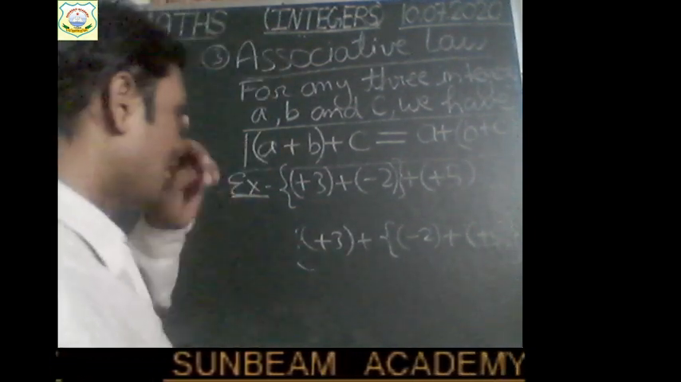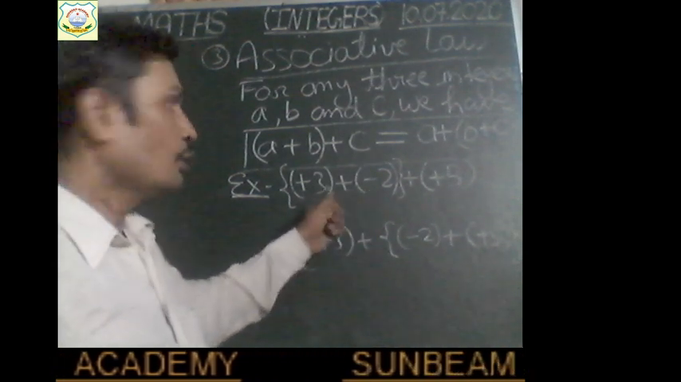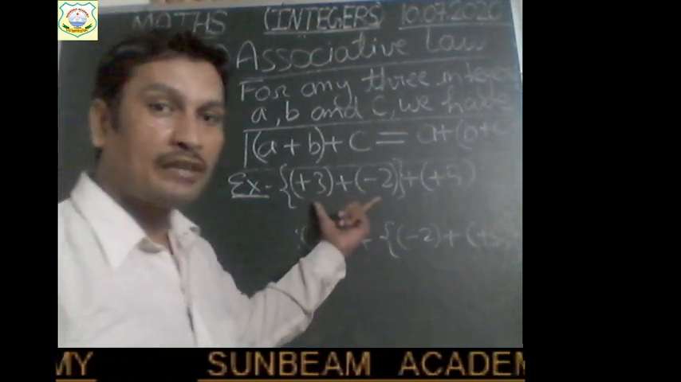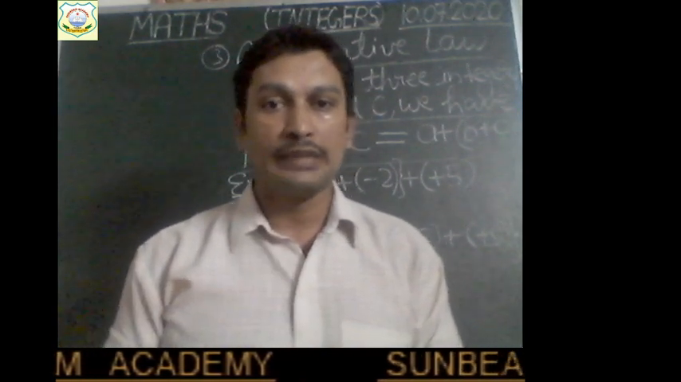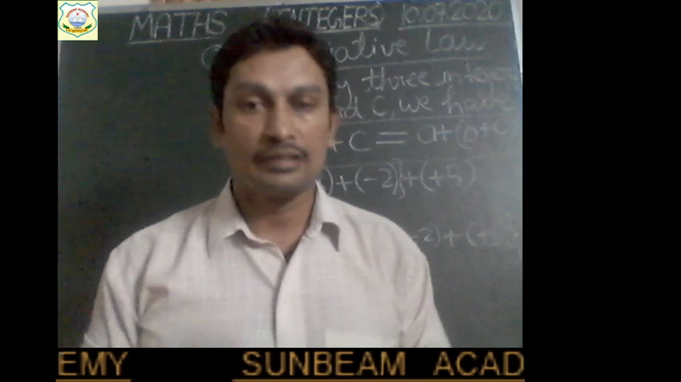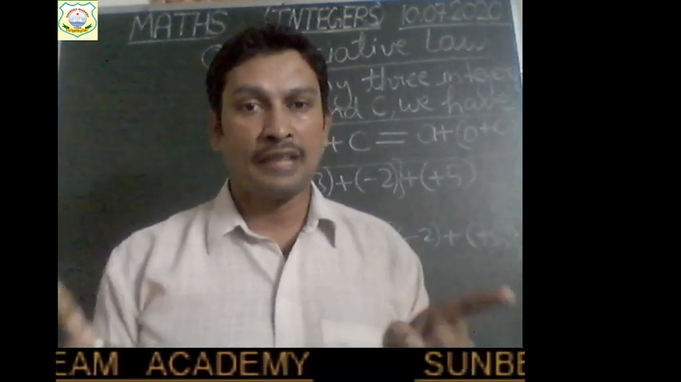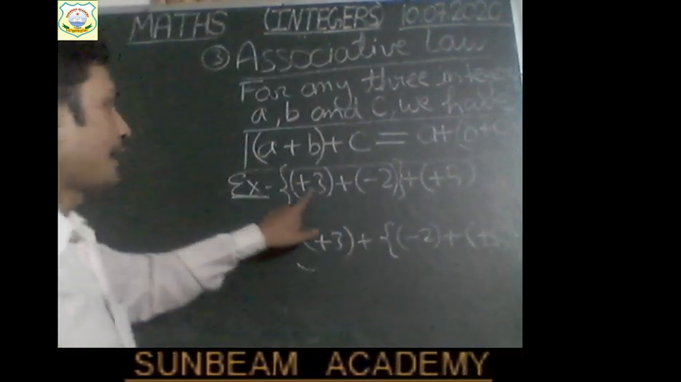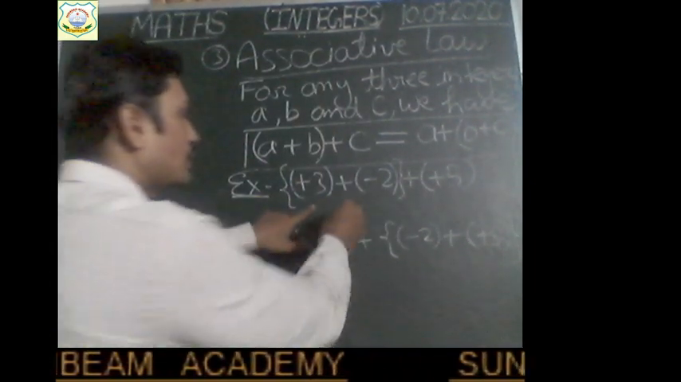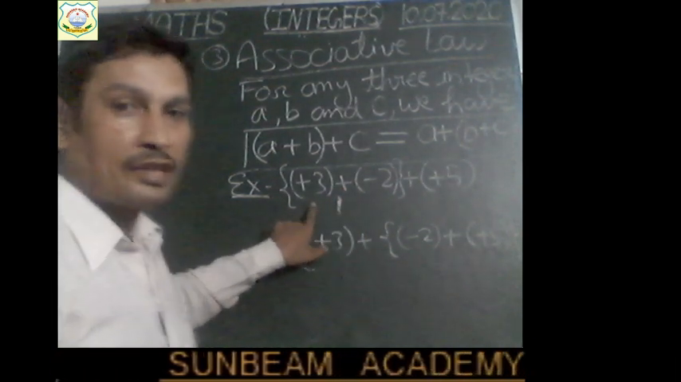Right? In this method, firstly add plus 3 and minus 2. So these two integers have opposite signs. Children, yesterday I had told if two integers to be added have opposite signs, then we subtract. Right, children? If they have the same sign, then we will add. So here we have to subtract plus 3 minus 2. So if we subtract, we will get 1. And it will be plus 1 or minus 1.